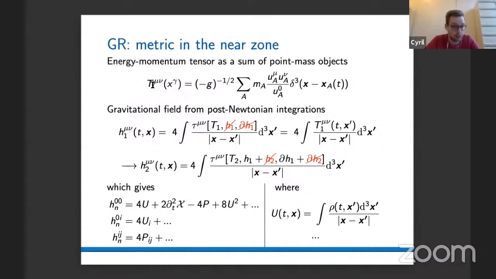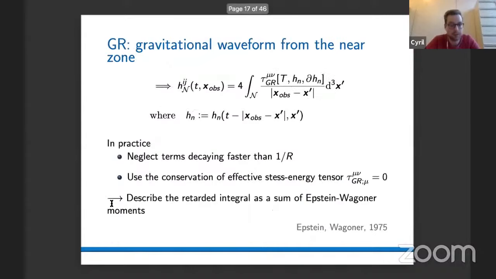So now we know the energy momentum tensor and the metric in the near zone. So we can make the integral over the near zone. We have the effective stress energy tensor. We plug in the energy momentum tensor and the near zone gravitational field, and we do this retarded integral. Now we consider the retardation effect, and we evaluate the solution at the observer.